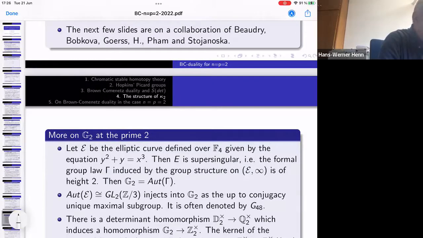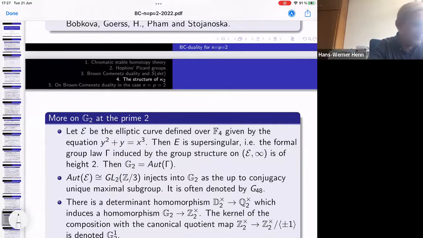So in order to describe kappa 2, I need to say a little bit more about G2 at the prime 2. It can be understood in terms of a supersingular elliptic curve, which is defined over F4 and is given by the explicit formula y squared plus y equals x cubed. Then this E is supersingular. That means the formal group law gamma induced by the group structure near the point at infinity is of height 2. And G2 is the automorphism group of this formal group.